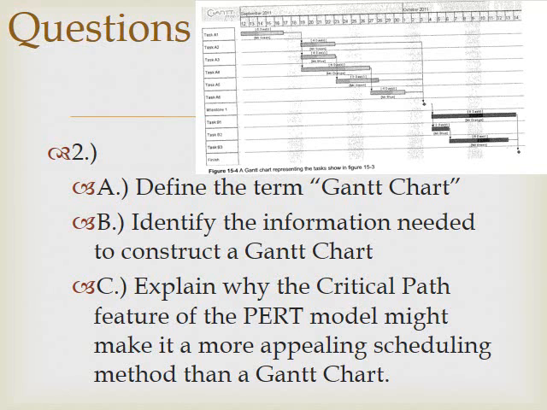Part B says identify the information needed to construct a Gantt chart. And part C says explain why the critical path feature of the PERT model might make it a more appealing scheduling method than a Gantt chart. Alright, go ahead and record all your answers.